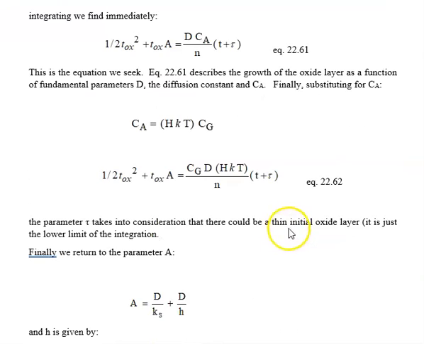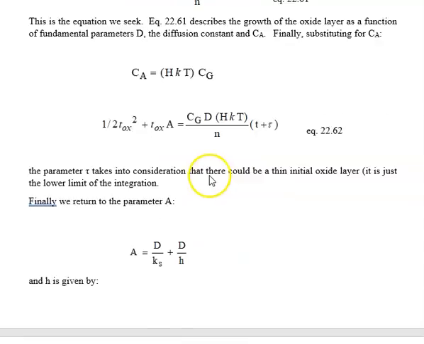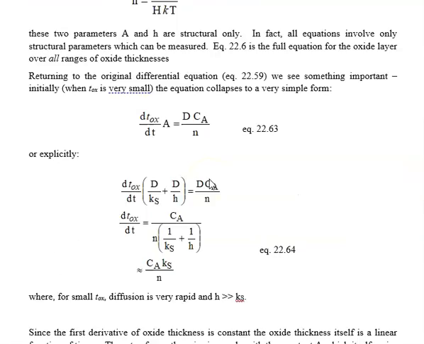Well, if we go back again to 2259, the differential equation, I'm going to break this up into two parts. And the first part is when Tox is very small. And let's take a look at that. When Tox is very small, where is it?